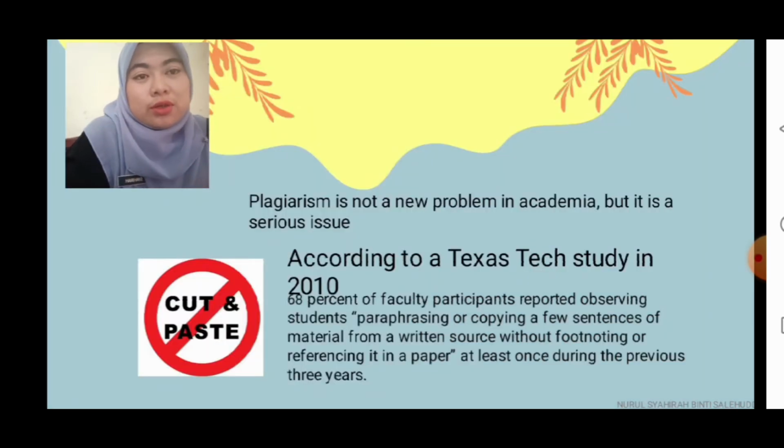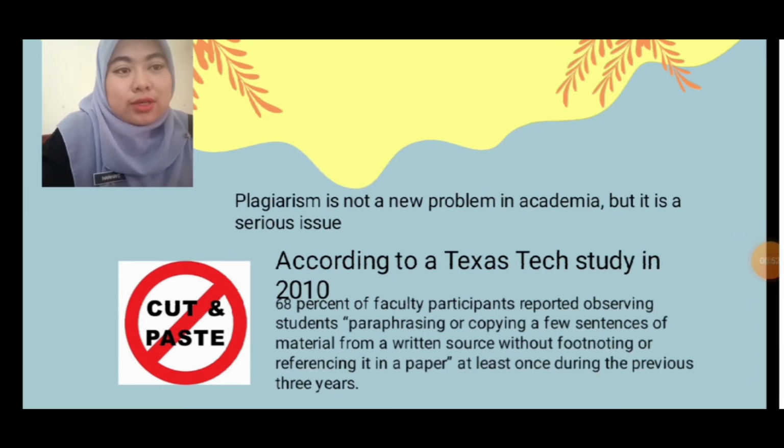Plagiarism is not a new problem in academia, but it is a serious issue. According to the Texas Tech study in 2010, 68% of faculty participants reported observing students paraphrasing or copying a few sentences of material from a written source without footnoting or rephrasing in a paper at least once during the previous 3 years.